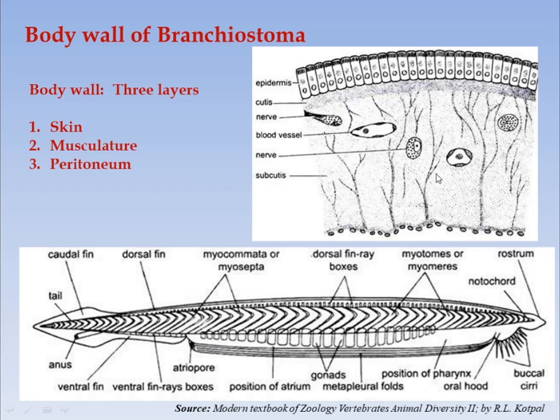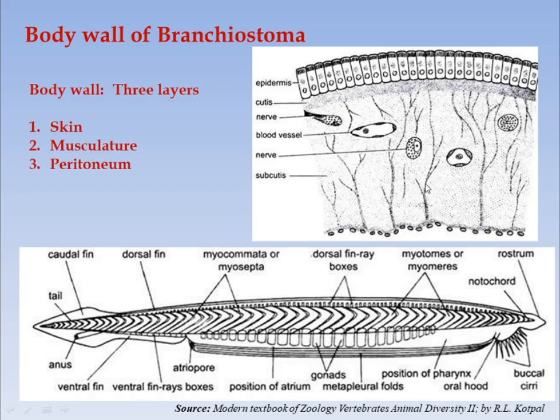Now this subcutis is made up of a gelatinous matrix. All these dotted structures which you can see are made of gelatinous matrix, in which there are nerve fibers. As you can see, these are the nerve cells and these are the blood vessels. So in the subcutis, nerve cells and blood vessels are embedded.